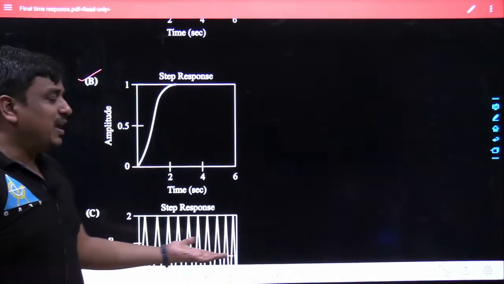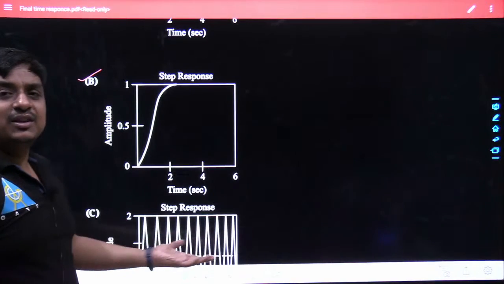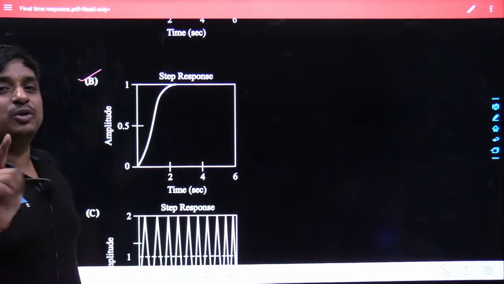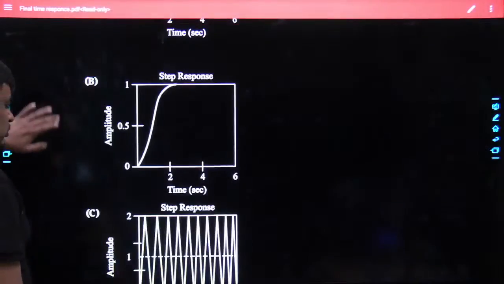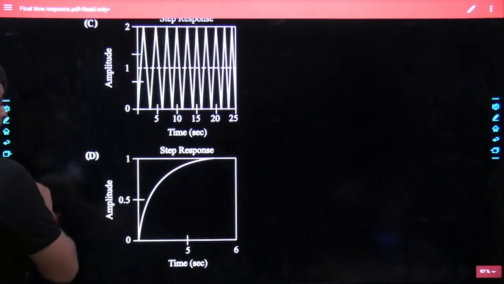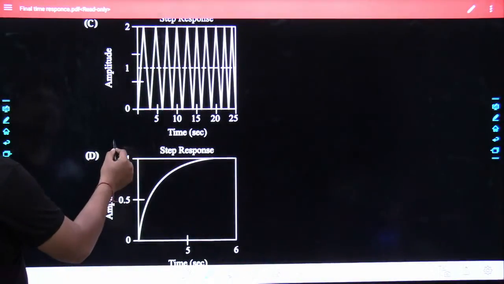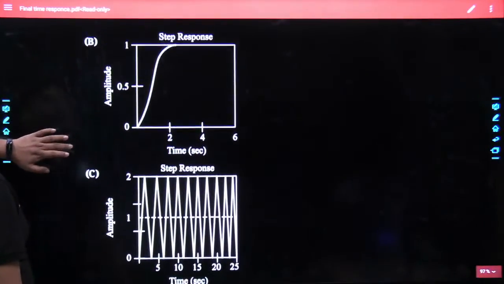May I know when you will be having C as the answer? C is nothing but the sustained oscillatory response. That's possible only when zeta was 0. There was a certain mistake in option C, so you keep aside option C for the time being. You just focus over this. Agreed?